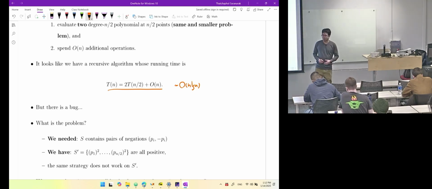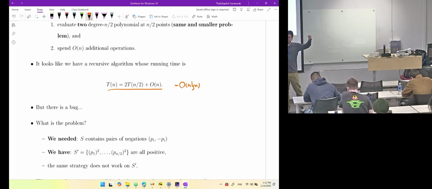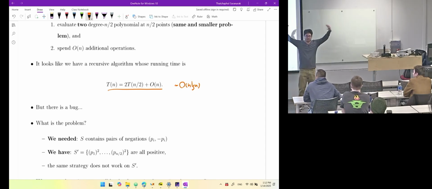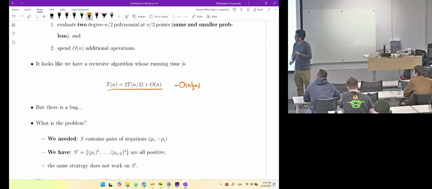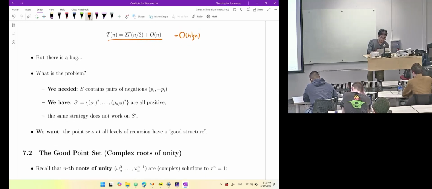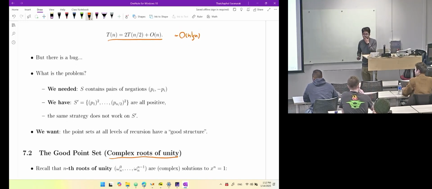So what we want to design is some set of points such that when you square them, you end up with a smaller set of size half. And when you square them again, you end up with a smaller set of size half, and so on. We want this kind of structure, that when you square, you halve the size of the set, and this can keep going. And the point set that satisfies exactly this, it turns out, is the complex roots of unity.